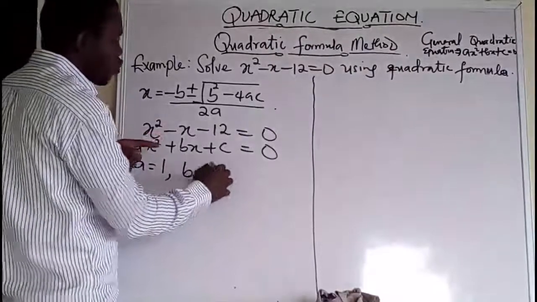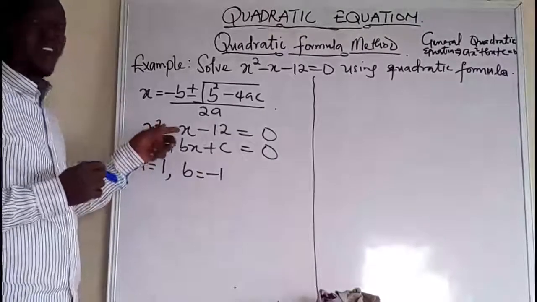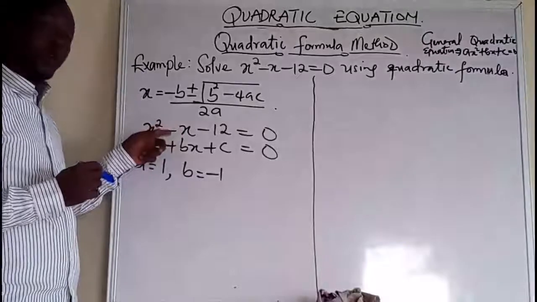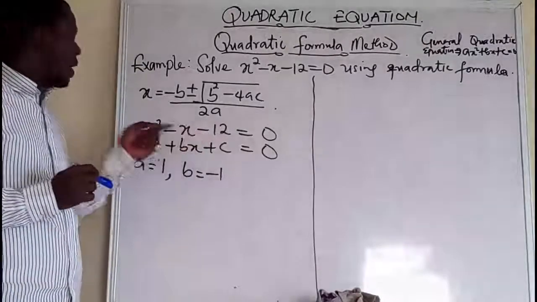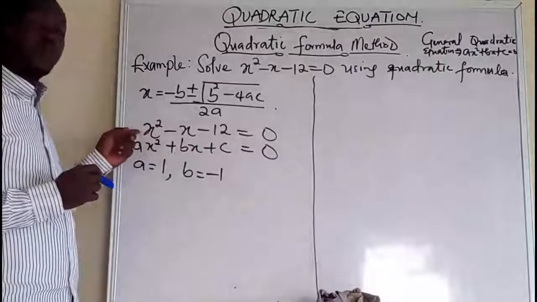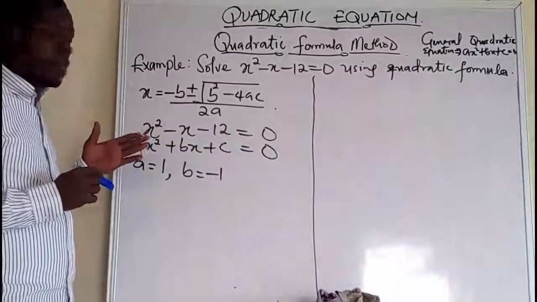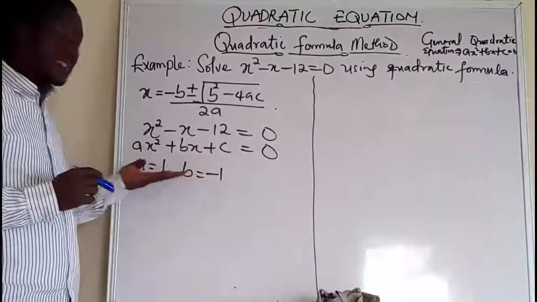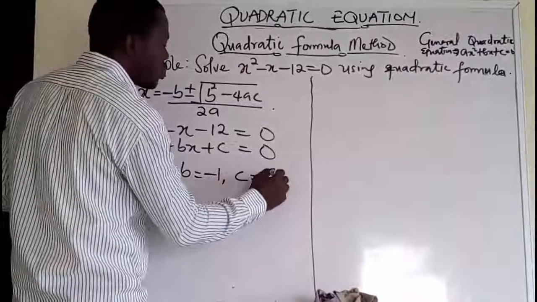Here it is minus 1. Don't forget, because a lot of students used to make the mistake. They just say it's 1, whereas it's minus 1, because this number holds this sign. And the sign in front of this one, which is positive and is invisible, that's the sign in front of it. So be careful whenever you are writing out all the coefficients. And then c is equal to minus 12.